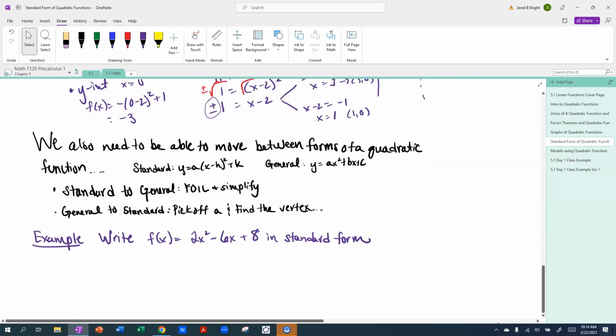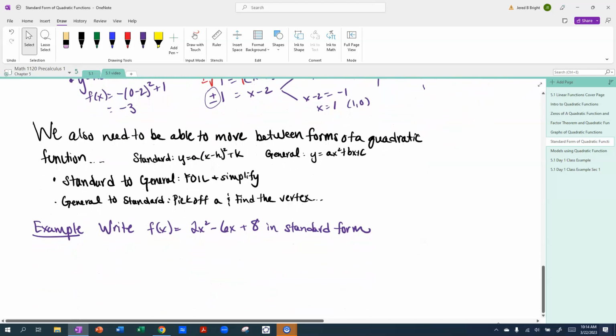The last thing that we need to be sure of is that we have our expanded form or our general form, the ax squared plus bx plus c, and then we have standard form, where you can find the vertex easily. You have to be able to go from one to the other as needed. So to go from standard to general, from that vertex form over to general, just FOIL it out. You'd have to do x minus h times x minus h, multiply that times a and add k. So do the arithmetic.